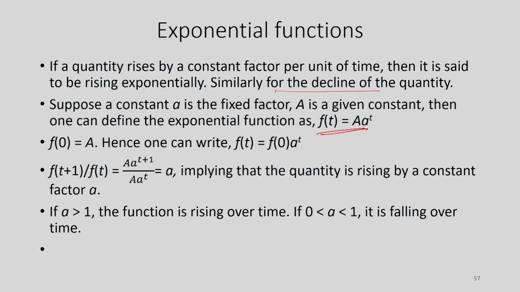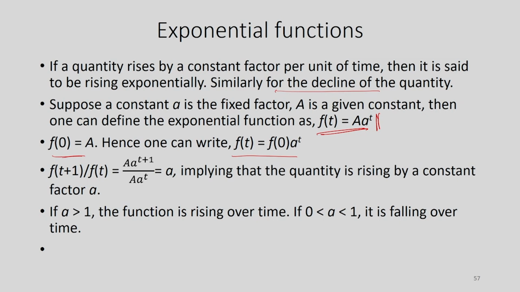Here in this particular example, small a is that constant factor, which I will show in a second. Now, first look at this form and put t is equal to 0. If you put t is equal to 0, then you get f of 0, and that is equal to capital A, because small a to the power 0 is 1. Now, if capital A is equal to f of 0, then I can substitute that here, and I get f of t is equal to f of 0 multiplied by a to the power t.